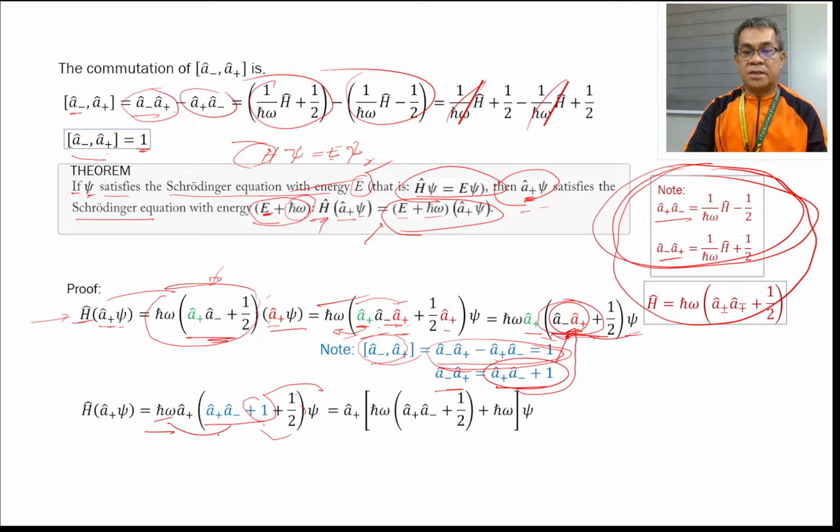So if we have this raising times lowering plus one half, it is just equal to changing the order. Take note, and we distribute the H bar omega. So there's no violation in mathematics in this part. Nothing is different from the previous. But why is it that we do this?